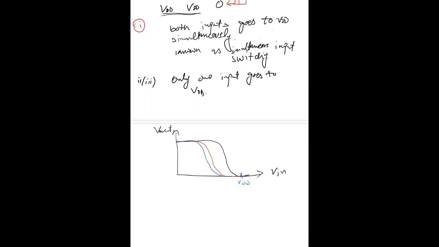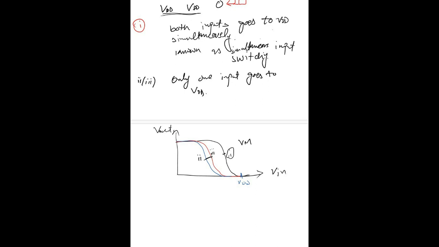So this curve represents our curve 1, this represents our curve 2, and this represents our curve 3. So we have here 3 different curves. Obviously they are not at the same level. If they are not at the same level, it means the VM is different for all these curves. This curve has a different VM value, and these other two curves have different VM values.